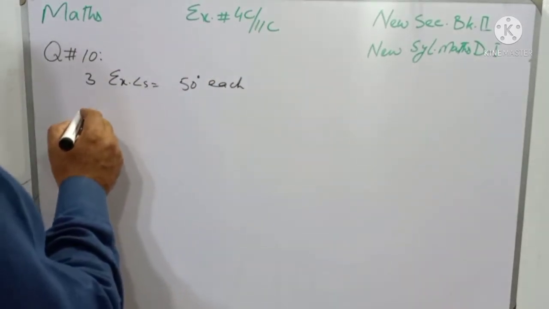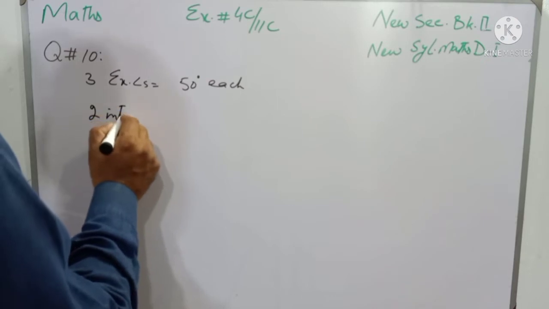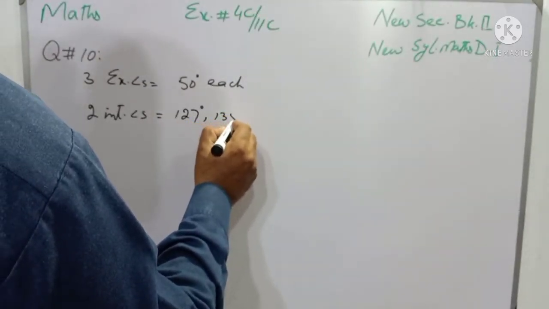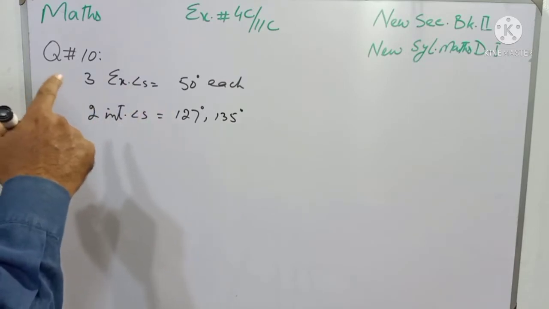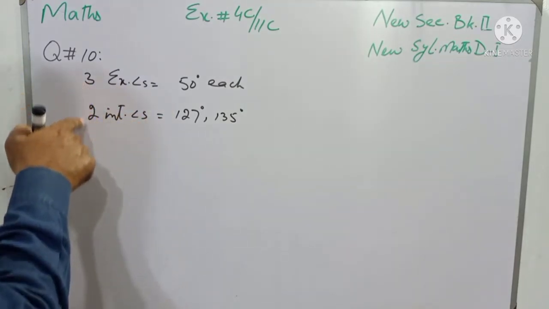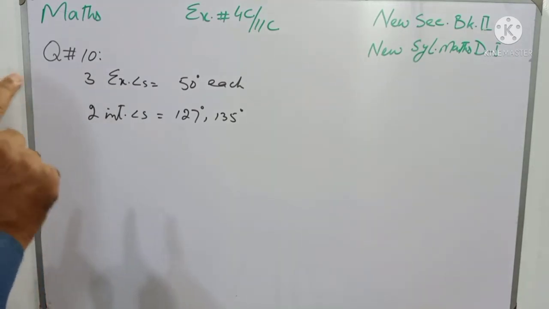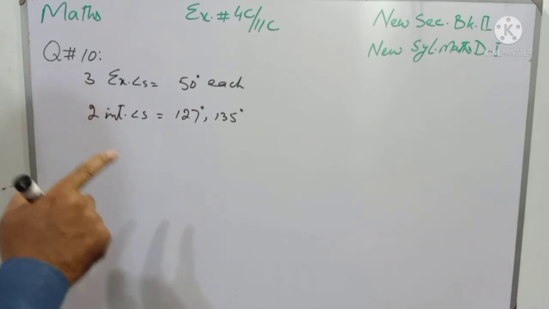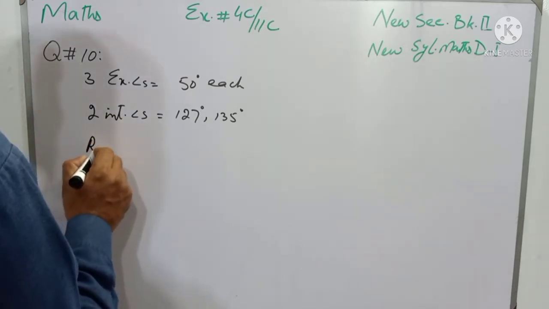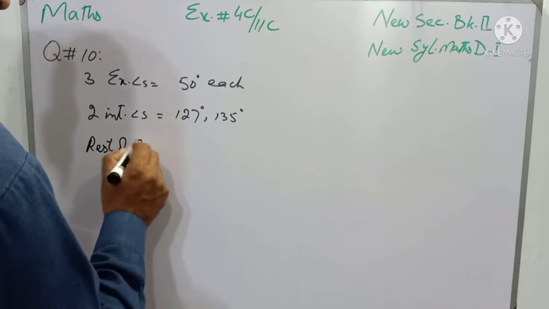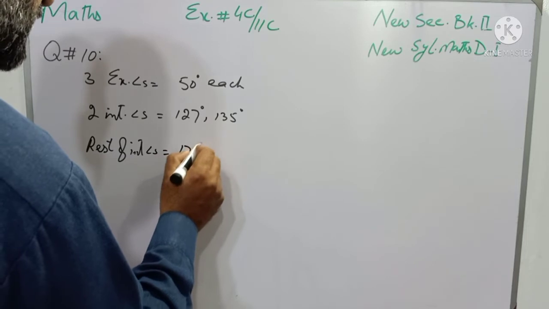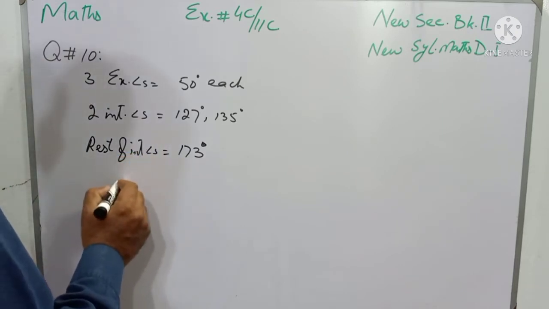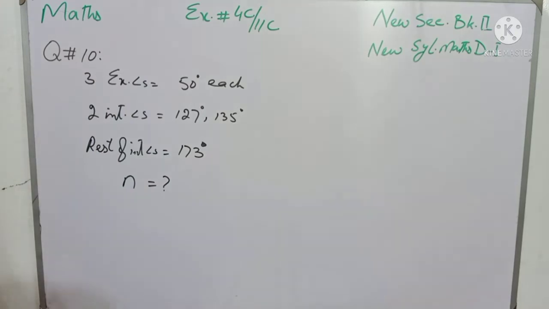And students, two interior angles are 127 and 135, whereas the rest of the angles except these five angles, each is equal to 173 degrees. So each interior angle except these five angles, the rest of the interior angles, is equal to 173 degrees, and we have to find the value of n. Students, this question is a little bit tricky.